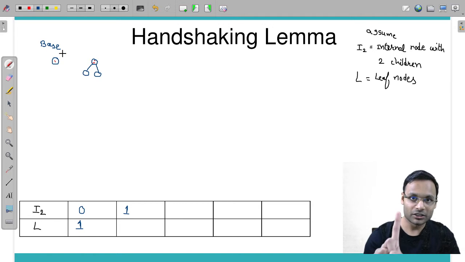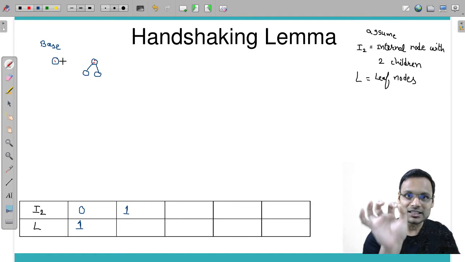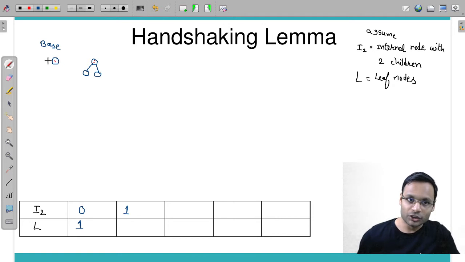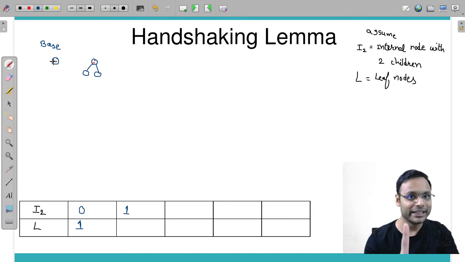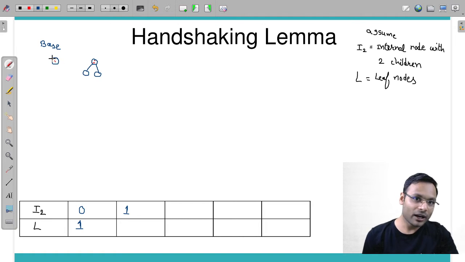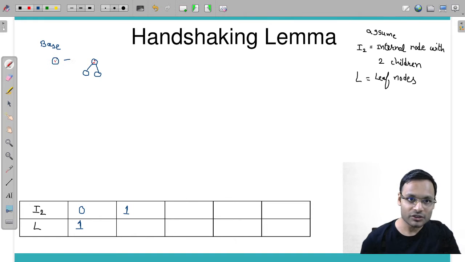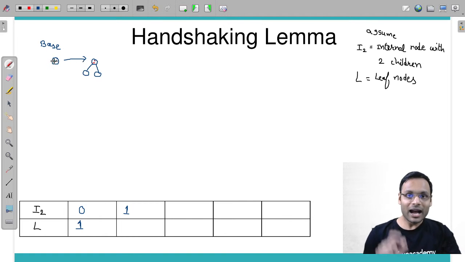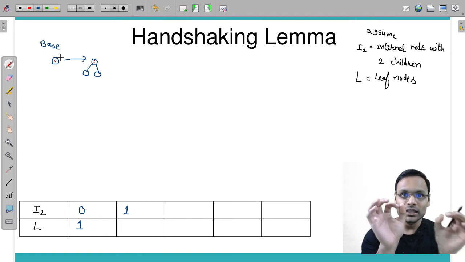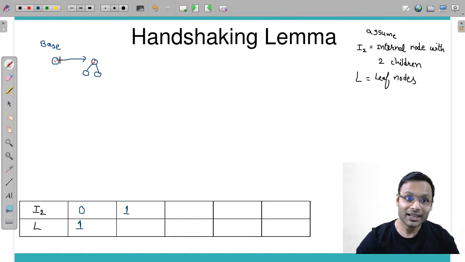Fine. Now look at this. Very easy, very straightforward understanding. This node previously was a leaf node. I have converted it into an internal node. So if I convert a leaf node into an internal node, I have decreased the leaf node count by 1. From this tree to this tree, I have decreased the leaf node count by 1. Why? Because previously this was a leaf node, and now we have made it an internal node.